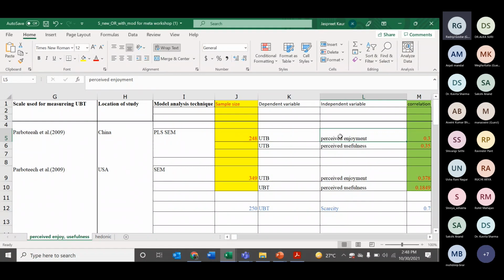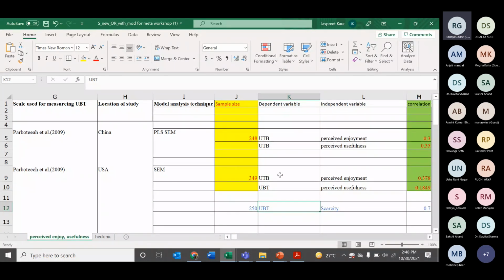When I went to the second paper, so this is my second paper, and I read it fully, I found the correlation value of urge to buy and perceived enjoyment, and urge to buy and perceived usefulness. Okay, again, coincidentally, same variables. The third paper that I went to, there I found a correlation of urge to buy and scarcity.